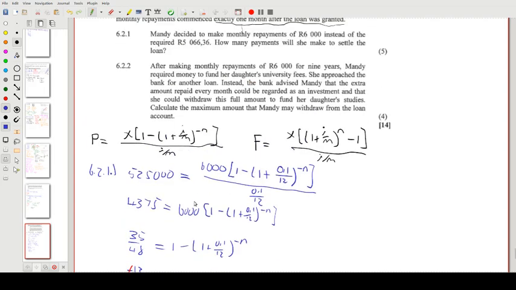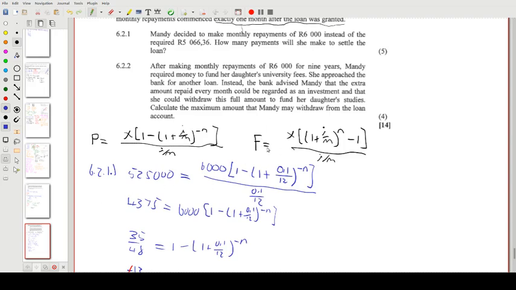Now let's look at 6.2.2. So after making monthly repayments of 6,000 for 9 years, Mandy required money to fund her daughter's university fees. She approached the bank for another loan, but instead, the bank advised Mandy that the extra amount repaid every month could be regarded as an investment, and that she could withdraw this full amount to fund her daughter's studies. Calculate the maximum amount that Mandy may withdraw from the loan account.